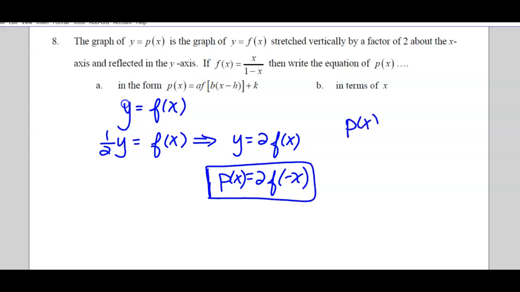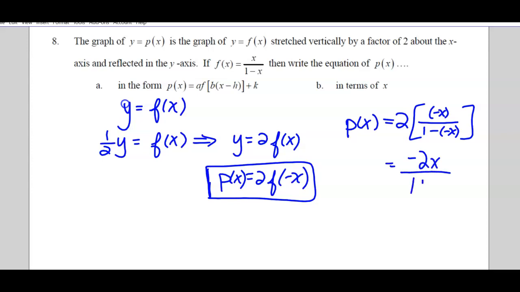So p of x equals 2 times whatever f of negative x is. Here's f of x, so I'm just going to put negative x in for every x, and then simplify that. So that's going to be negative 2x over 1 plus x, which you could write as p of x equals negative 2x over x plus 1.